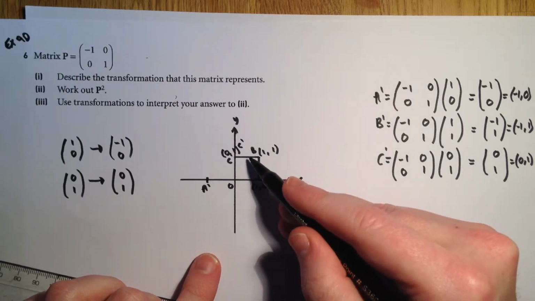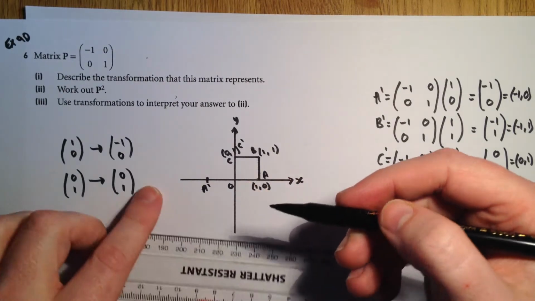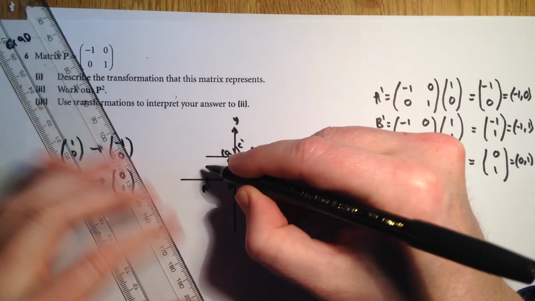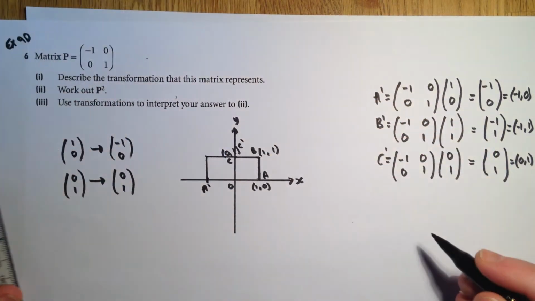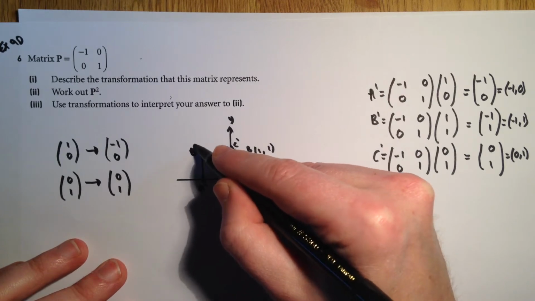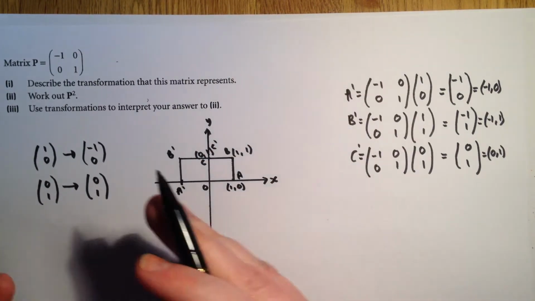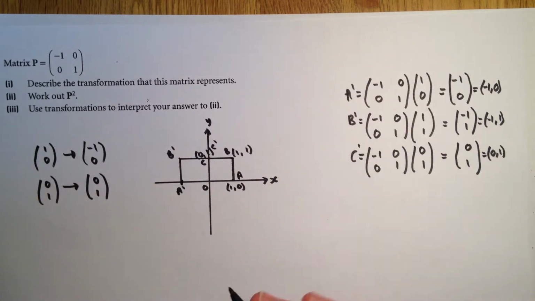You can imagine that B dash is going to appear over here. And sure enough, in my other method that I did before, B dash is negative 1, 1. So I think this method is simpler, but you can use that method to remain consistent with before.